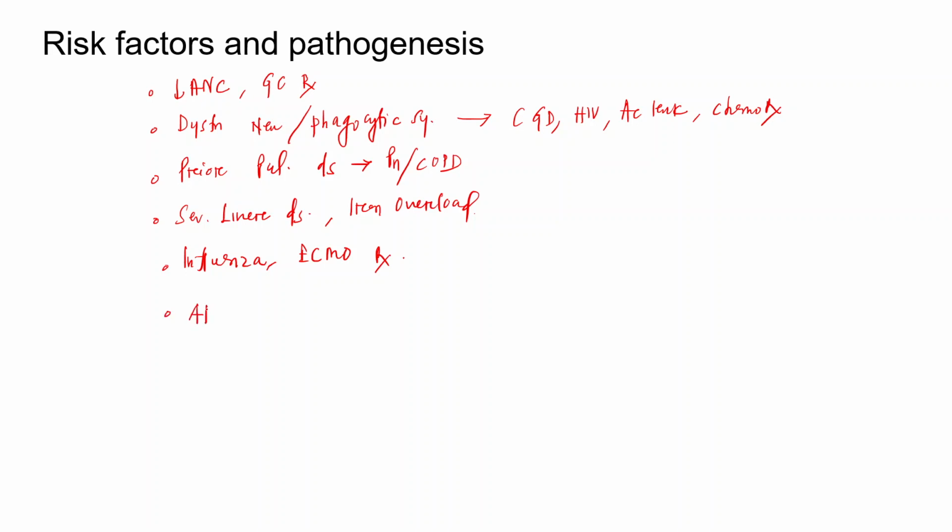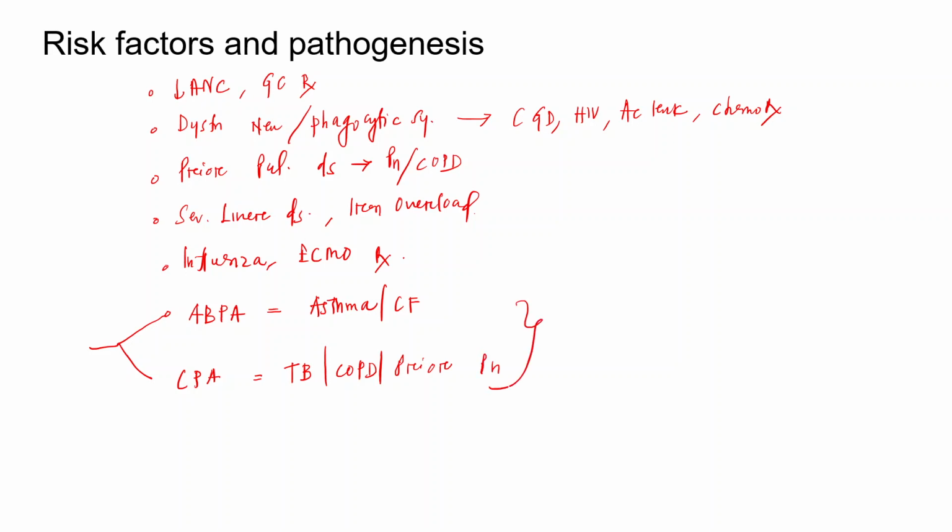There are two other entities that you have to remember. For developing allergic bronchopulmonary aspergillosis, the risk factor is either bronchial asthma or cystic fibrosis. For developing CPA, that is chronic pulmonary aspergillosis, there might be prior history of TB, COPD, or prior pneumothorax. So this group of patients might not be immunocompromised, but still they are predisposed to some kind of aspergillosis.